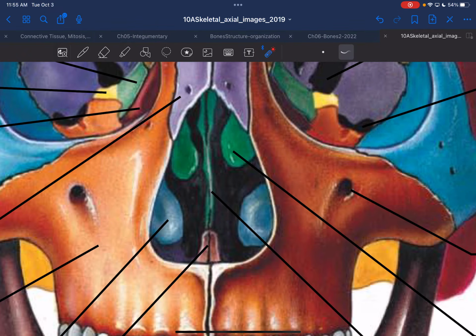All right, you only need to know the vomer. So that's the take home. This is an actual bone. The name of the bone is ethmoid. The name of just this part of the bone, this bone marking, is perpendicular plate.